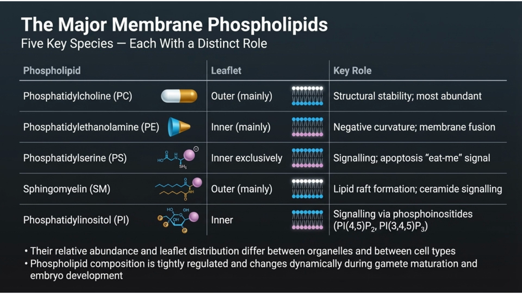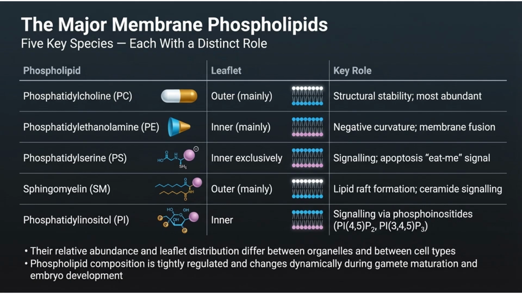Finally, phosphatidylinositol is quantitatively minor but functionally immense. Located on the cytosolic leaflet, its inositol head group can be phosphorylated to generate powerful second messenger molecules. When sperm deliver the enzyme phospholipase C-zeta into the oocyte cytoplasm at fertilization, that enzyme cleaves a phosphorylated form of phosphatidylinositol to generate a molecule called inositol trisphosphate, the trigger for the calcium oscillations that activate the oocyte. Without phosphatidylinositol and its derivatives, fertilization as we know it would not occur.